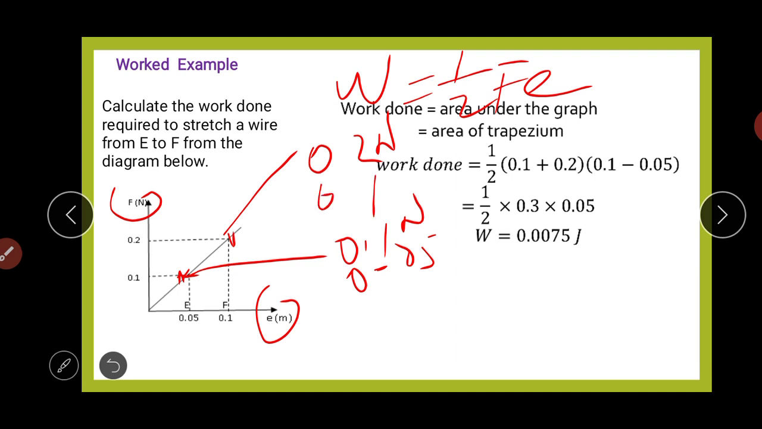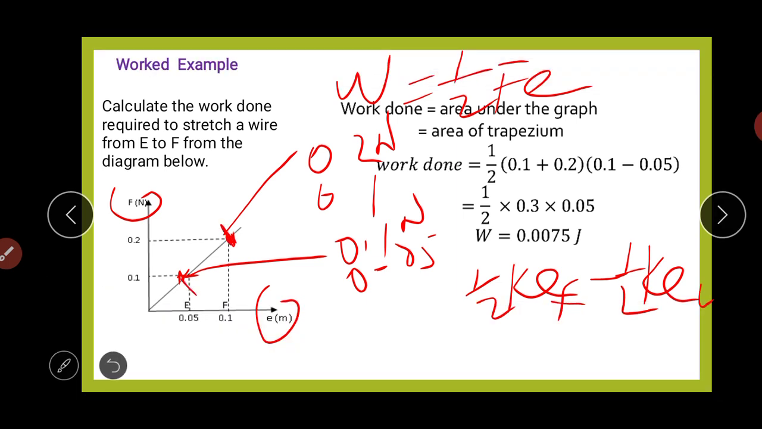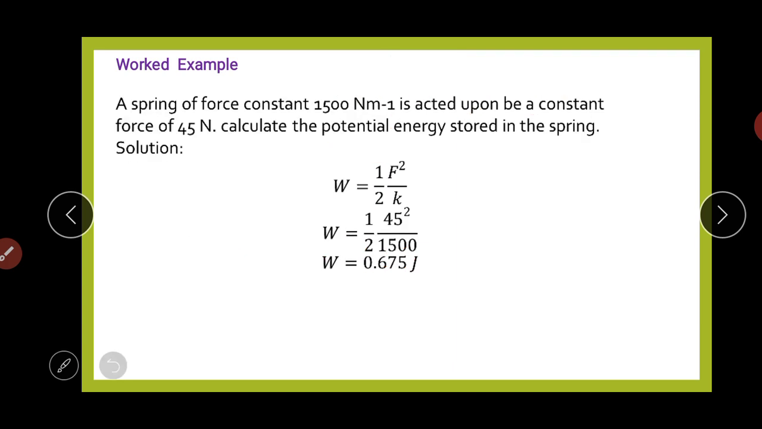So we want to look at the difference between these two. So we take half Ke for the final minus half Ke for the initial. Don't forget, the final is this one and the initial is this one. So we have Ke, that's exactly what you have there. So we have 0.1 plus 0.2 for the K, and the E is 0.1 minus 0.005. So I want you to look at the examples very well, critically. That's exactly what we have there.